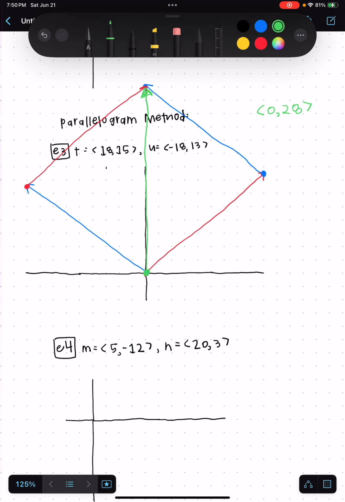The counting, or adding x's and adding y's, still works on the parallelogram method. So 18 and negative 18 give me 0. And then 15 and 13 give me 28.